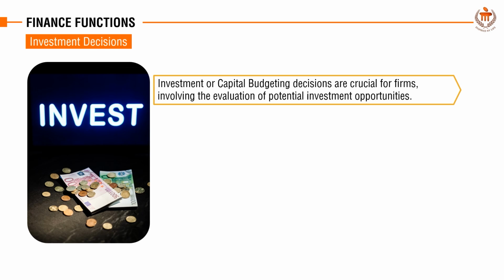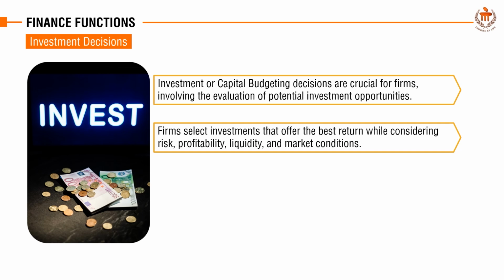Investment decisions, also known as capital budgeting, involve deciding how to allocate resources to long-term assets or projects to maximize returns and ensure business growth. These decisions assess the profitability and risk of investments, guiding organizations in selecting the most beneficial opportunities. For example, companies evaluate whether to invest in new machinery, expand operations, or launch a product.